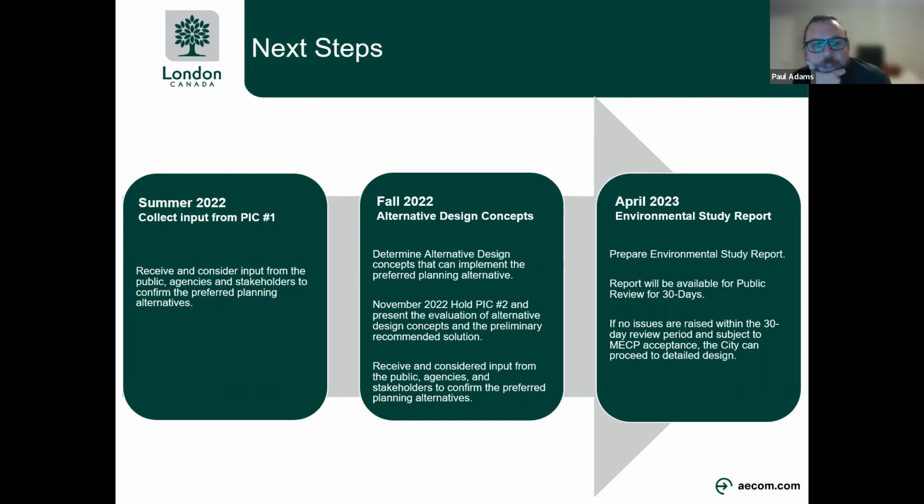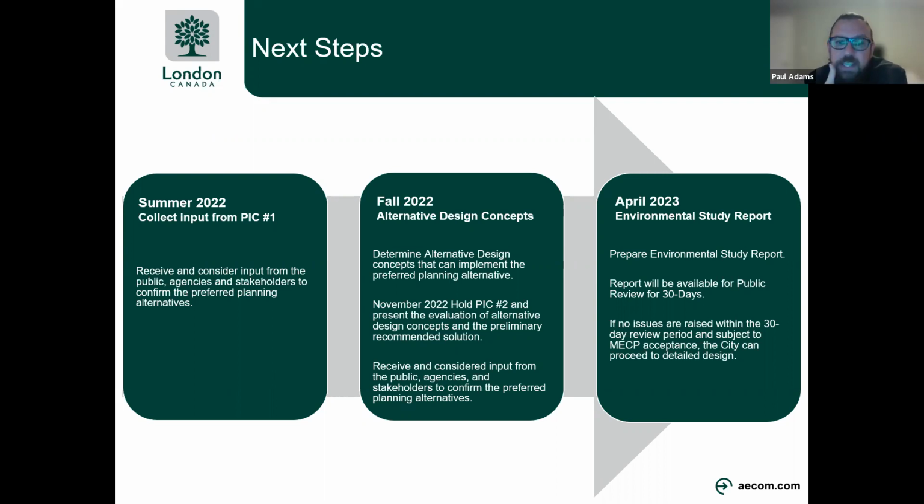Okay. For the next steps after this PIC, we're going to receive as much input as we can from the public, agencies, stakeholders, and confirm our preferred planning alternative. And then, as John mentioned, we will use that preferred alternative to come up with some design concepts to rehabilitate the bridge, and we will evaluate those design concepts. And in November of 2022, we will hold PIC number 2 and present our preferred design concept for the recommended solution.